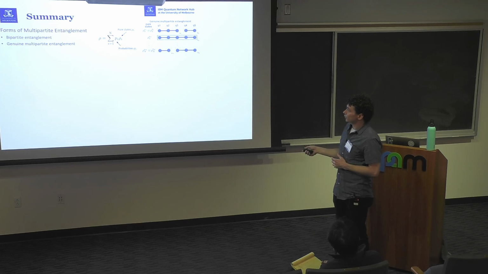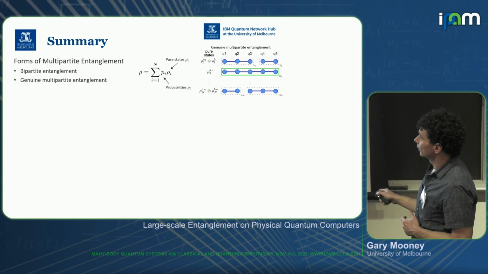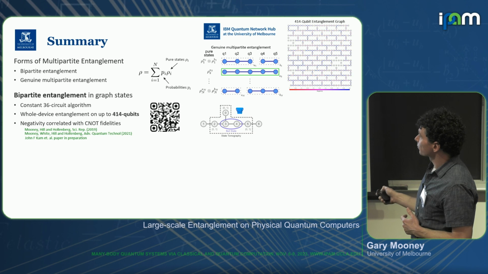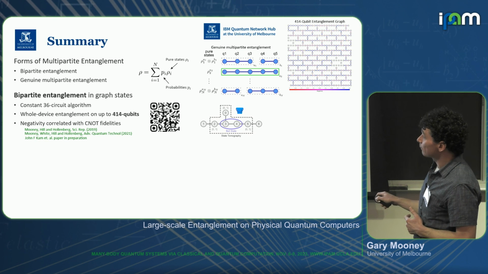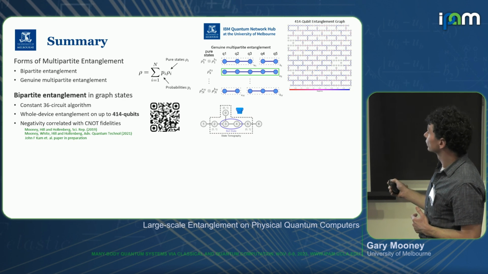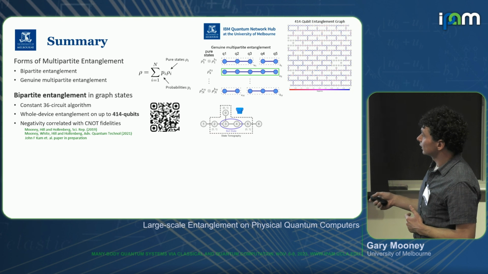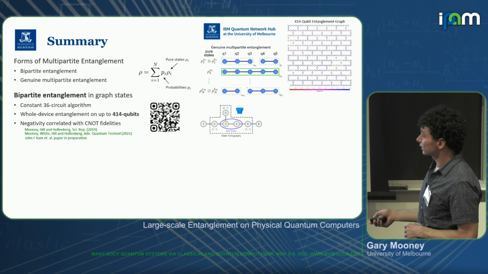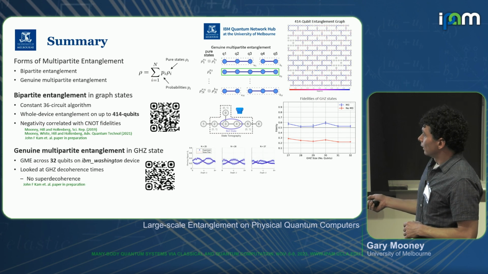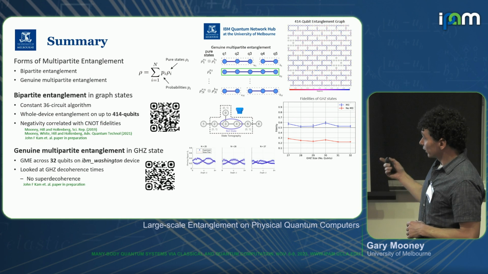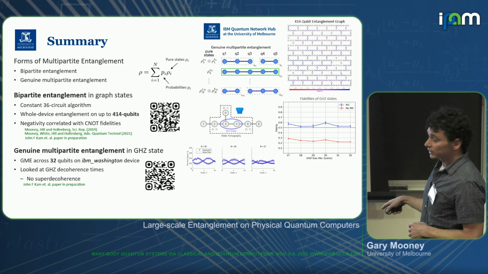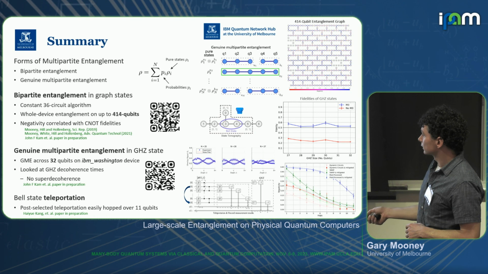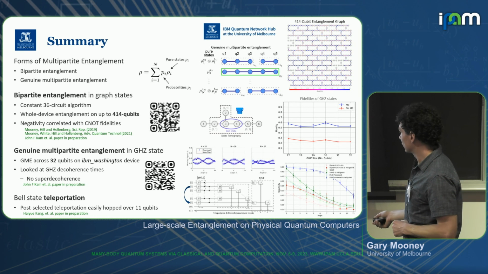So to summarize, we talked about the different forms of multipartite entanglement. We generated bipartite entanglement on up to 414 qubits, and we used a protocol with a constant circuit count of 36. And we looked at genuine multipartite entanglement and the decoherence times. And we did this Bell state teleportation.